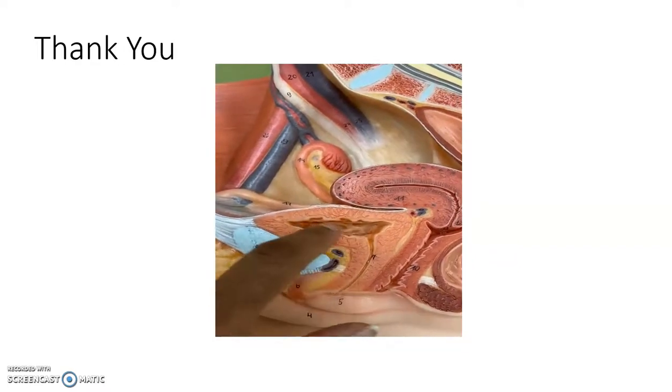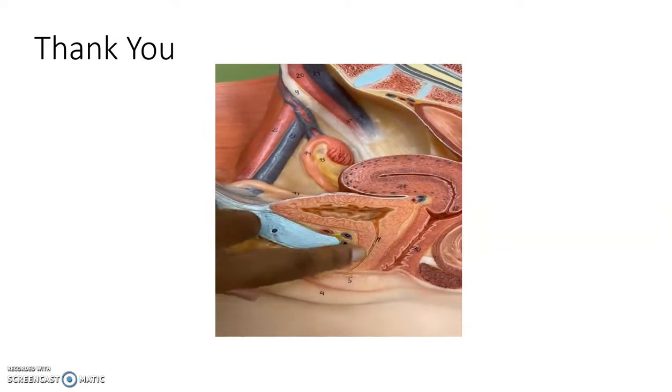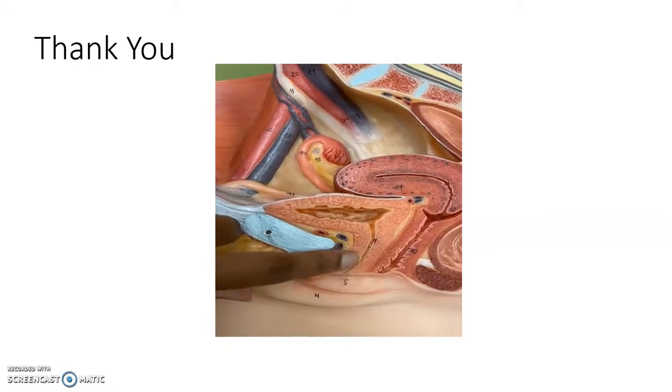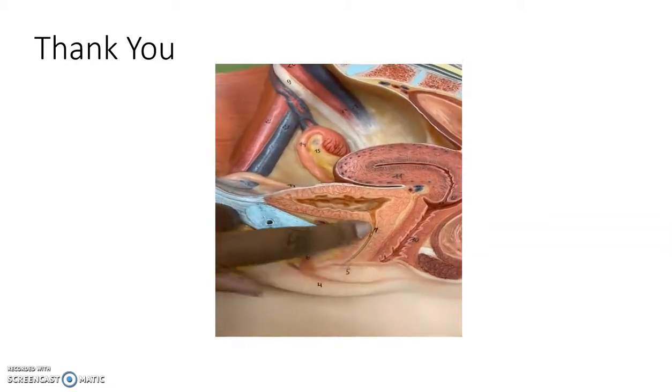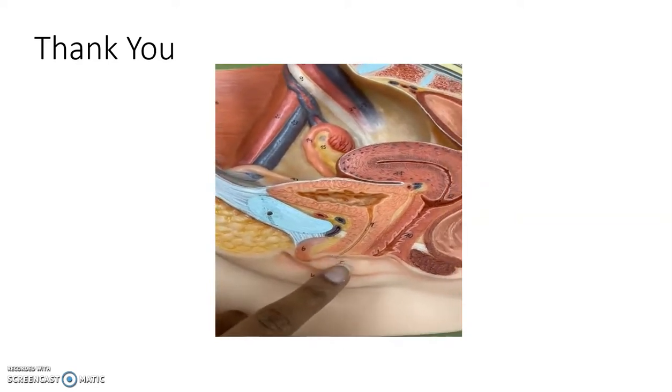So this is where your urine is stored. And then this is your urethra. The urethra is shorter in females. That's why they're more prone to urinary tract infections. But this is also where we're going to expel urine from. So this is the urethral opening, okay?